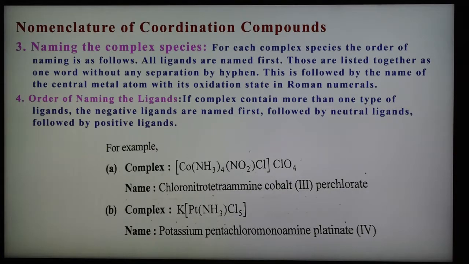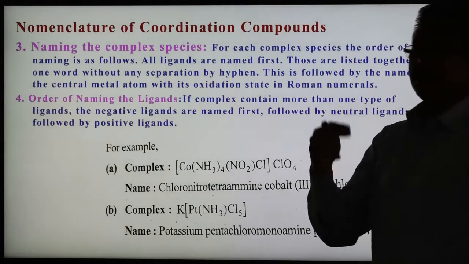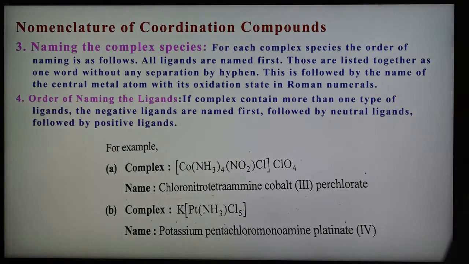The third rule is naming the complex species. For each complex species, the order of naming is given here. All the ligands are named first. When we write the name of the complex, write the name of the ligand first, and then followed by the name of the central metal atom, along with the oxidation state of the metal in Roman numerals. The complex contains 2 parts, metal ion and ligand. So ligand first and then metal ion.